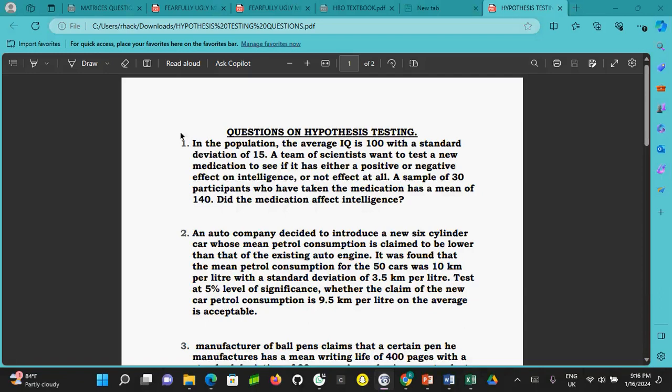In today's session we will try and solve this. This is a hypothesis test on one population. Let's try and solve one or two out of this and then close.